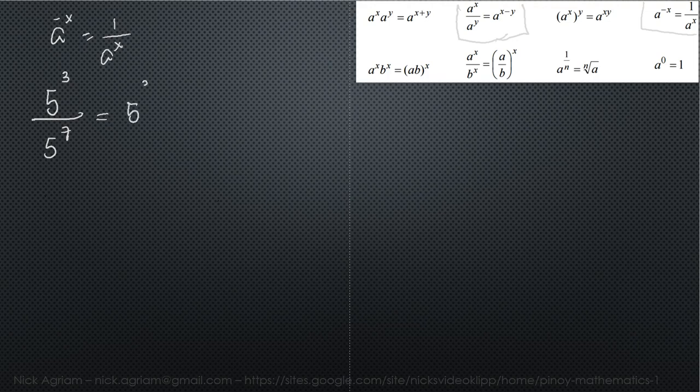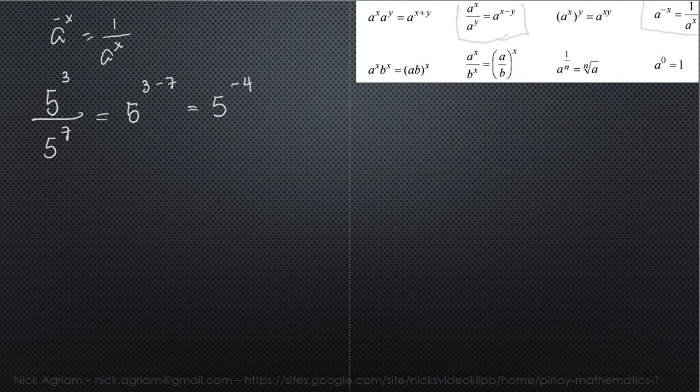Okay, let's see. How could we show that? For example, 5^3 divided by 5^7. According to this law on division of exponents, we have 5^(3−7). Then we have 5^(−4).